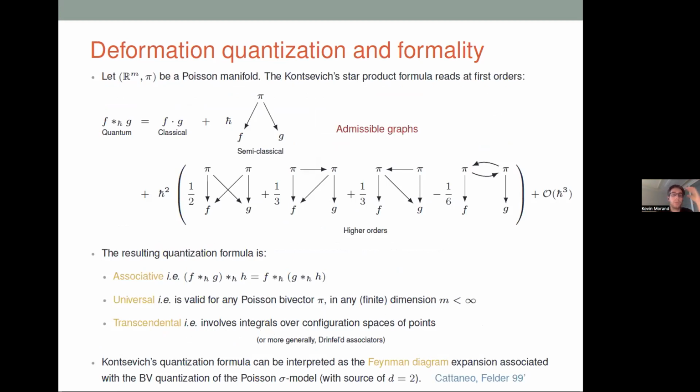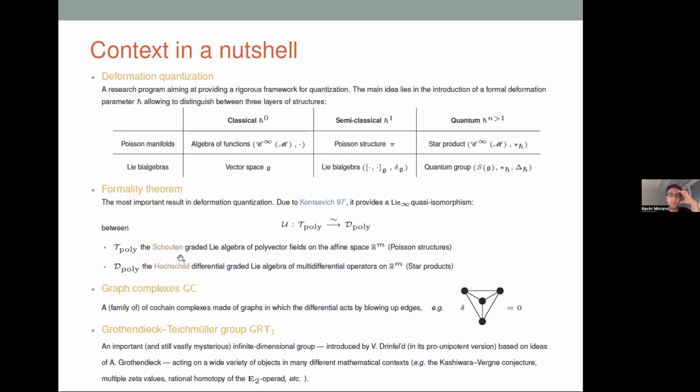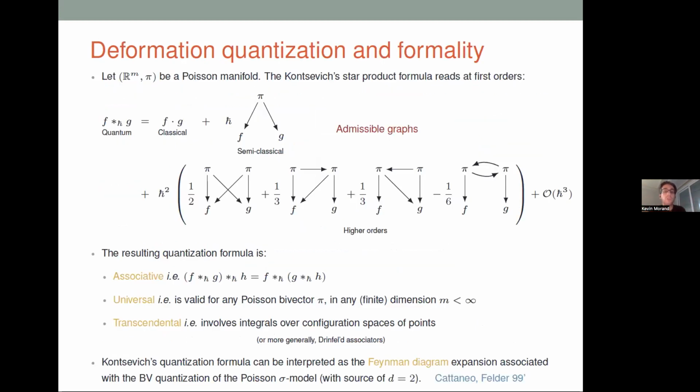Okay, so we have introduced these four domains of mathematical knowledge. Now let's make some connections between these four areas. As I mentioned before, the formality theorem provides a solution to the deformation quantization problem for Poisson manifolds. From this formality theorem, we can deduce a star product formula which quantizes any Poisson structure. This is the Kontsevich star product formula, which is an expansion in terms of ħ. The zeroth order is the classical level, just a commutative associative product of functions. The semi-classical level at order 1 is given by the Poisson bracket.